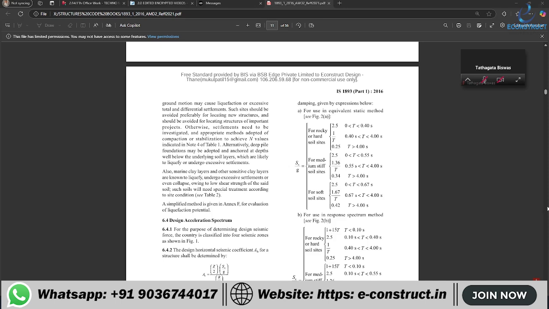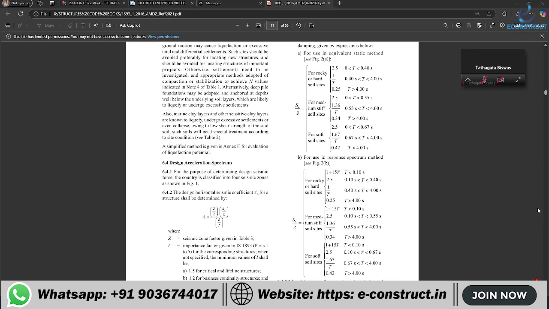Also, marine clay layers and other sensitive clay layers are known to liquefy, undergo excessive settlements or even collapse owing to low shear strength of the said soil. Such soils will need special treatment according to site conditions as per table number 2. A simplified method is given in annexure F for evaluation of liquefaction potential.